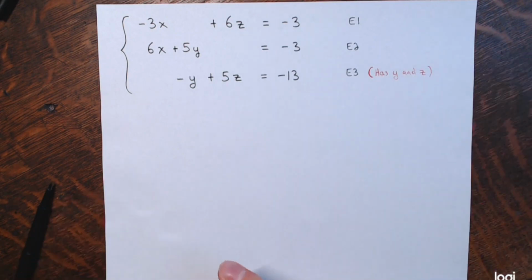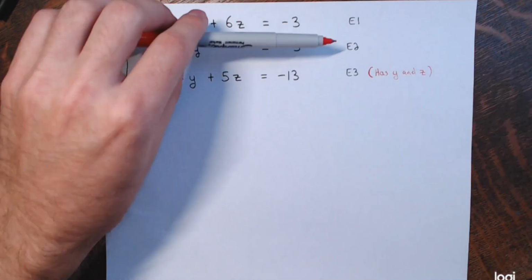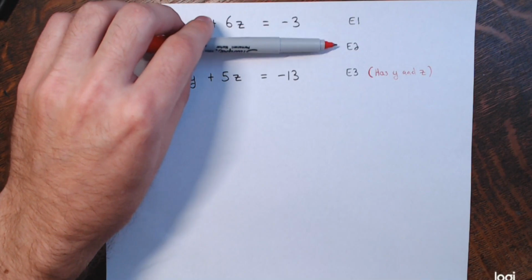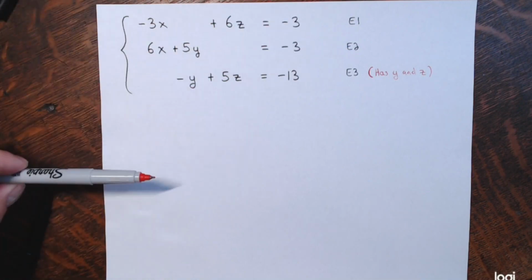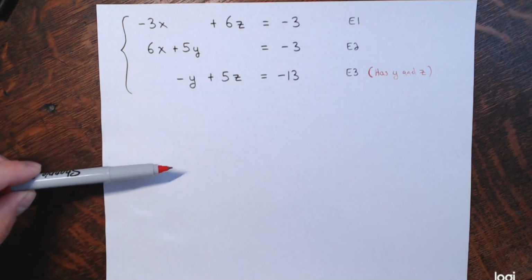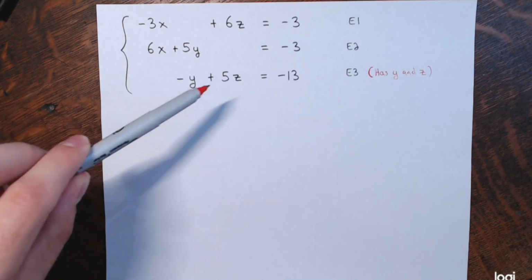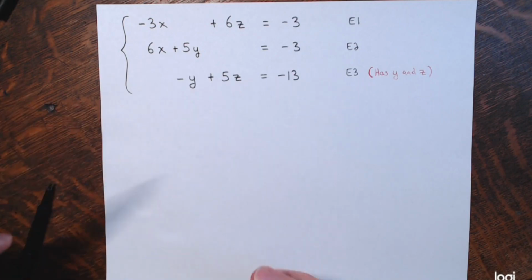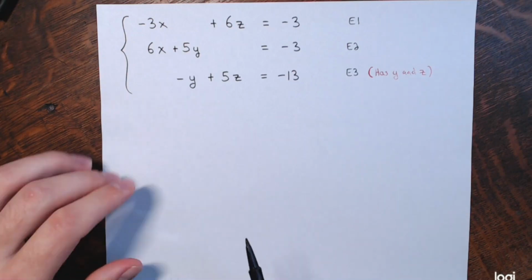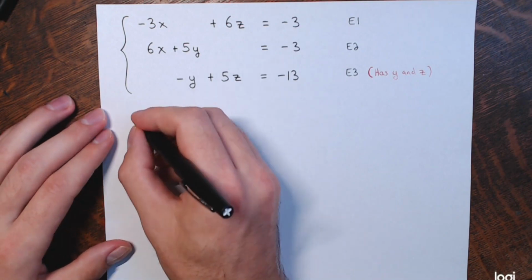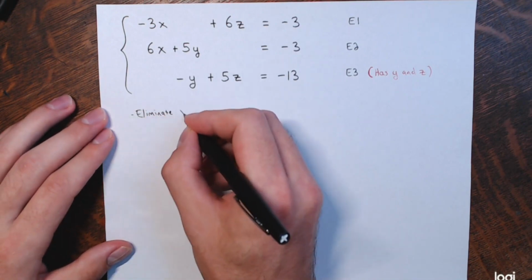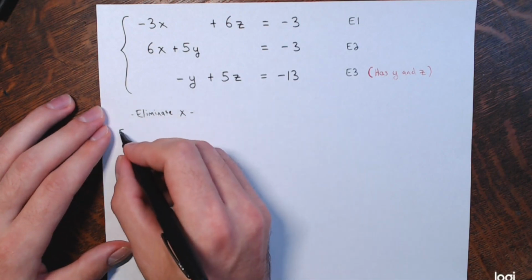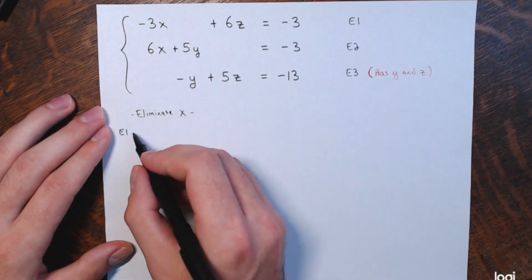Alright, so what I'm going to do now is in equations 1 and 2, I'm going to eliminate x's. And that'll give me a second equation with y and z. And then I'll use equation 3 and that other equation with y and z and solve that system, solve for y and z, go back and solve for x. So I'm going to eliminate the x's from equations 1 and 2, right, since I'm keeping equation 3.